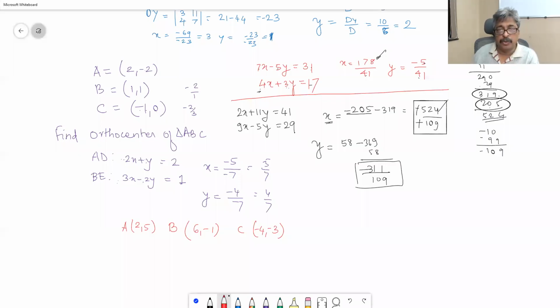If you do similar calculations, your orthocenter will come to (46/17, 25/17). This is your H. Now I am asking you to find O. Find the circumcenter.